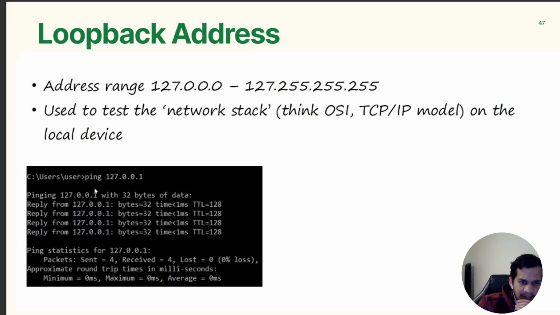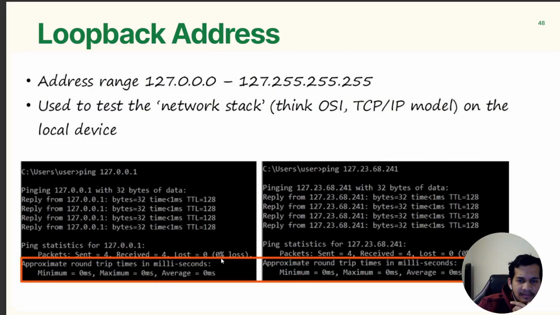So let's say I ping 127.0.0.1. Over here we can see the 5 pings were successful, and then it has completed the round trip. Let's take one more example, 127.23.68.241, and we see the trip time takes 0 seconds. So what does 0 seconds mean? It means it has been pinging itself, so it's not going anywhere. That's why we can see 0 seconds over there. I hope this loopback address concept is clear.